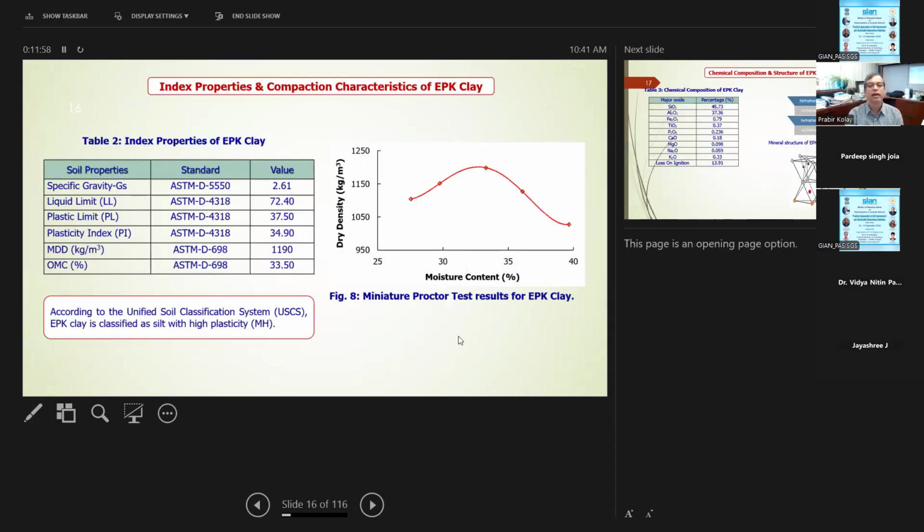These are the properties of the EPK clay. The specific gravity is 2.61. Liquid limit is 72.7440. Plasticity index is 34.9. Maximum dry density is 1109 kg per meter cube. And then optimum moisture content is 33%. It's quite high. So as per USCS classification, this is treated as high plastic silt.